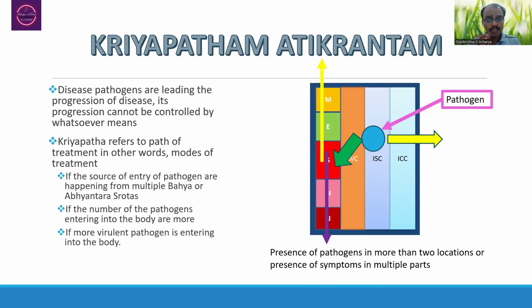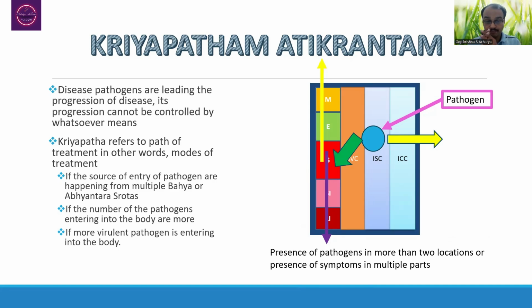Suppose if the pathogens are present in the interstitial compartment, not in the intracellular compartment. In that particular situation, ideally that has to be brought into the intravascular compartment, then that has to be brought into the alimentary canal, and the pathogens are eliminated by either Vamana, Virechana or Basti as such. Or if the pathogens are present in the intravascular compartment, then that has to be brought into the alimentary canal, and then that has to be eliminated via Vamana, Virechana or Basti as such. In that way, that is the treatment plan usually being adopted.